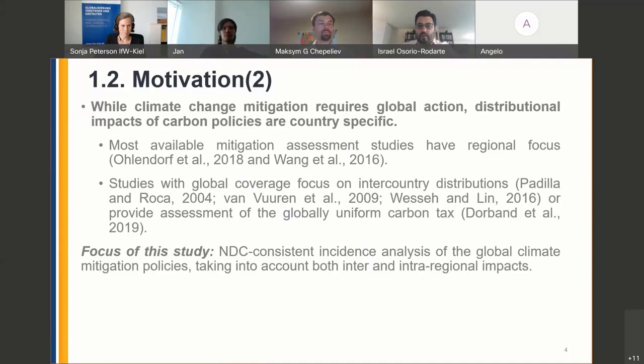And we take into account both terms of inequality. One is what we call inter-regional impacts, or the between-region inequality. And also we try to focus on the within-region inequality, or intra-regional impacts.